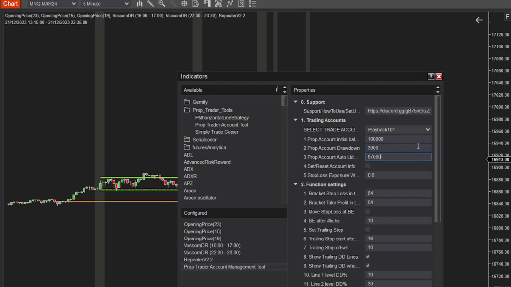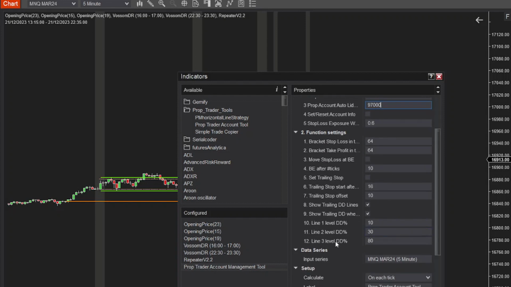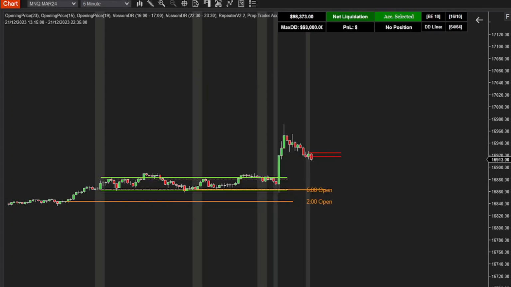And from here, I can further customize it. Let's say I would like to have my drawdown level alert me at 50% where I maybe panic. So right now the current default is 10%, 30%, and 80%. I would like to set 50% where I will panic and maybe 99% where I know that my account is absolutely blown. Right. Once I apply everything, selected everything, I will just click apply and it will show up.